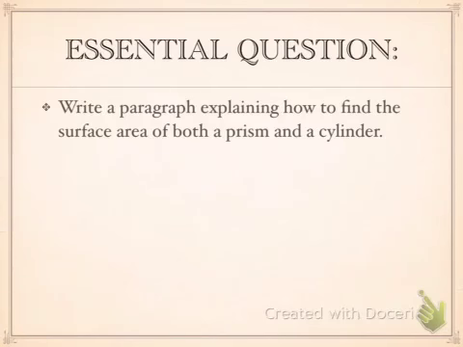I want you to also answer the essential question before you come up. I would like for you to write a paragraph of at least 3 or 4 sentences explaining how to find the surface area of both a prism and a cylinder. Remember that a cylinder is a prism, it's just a prism with a circular base. So give me a step-by-step process.